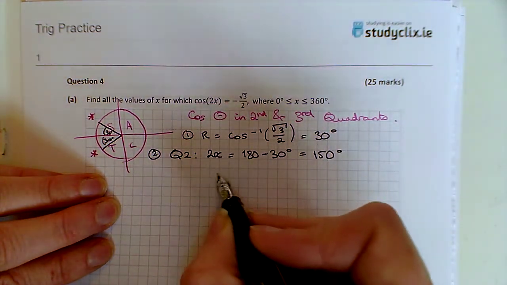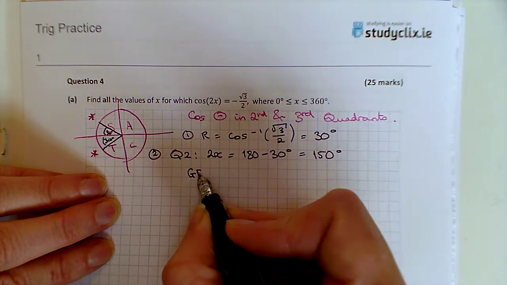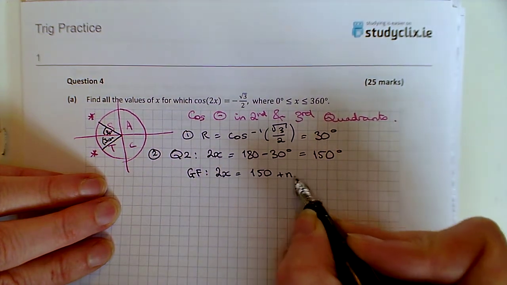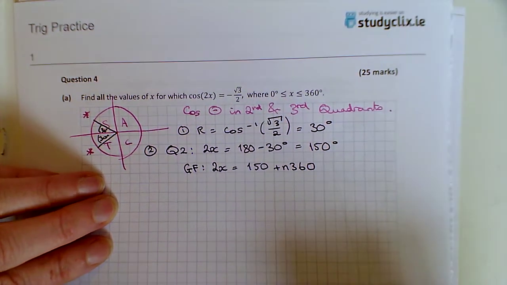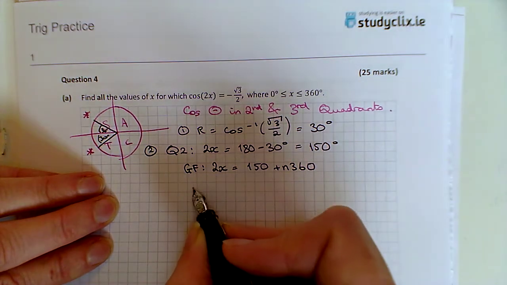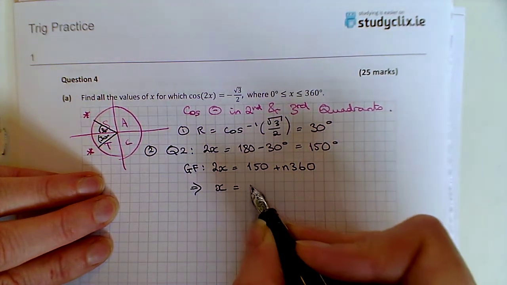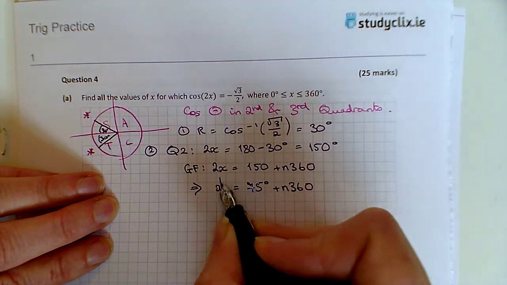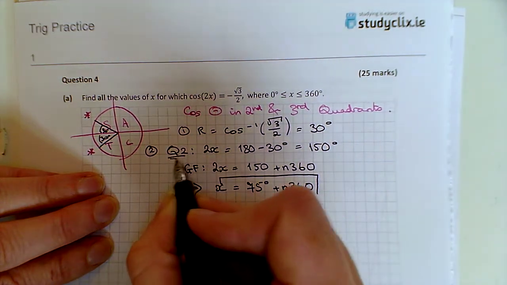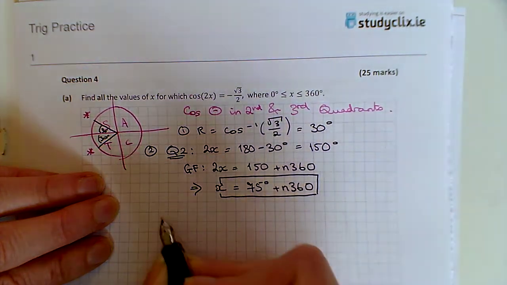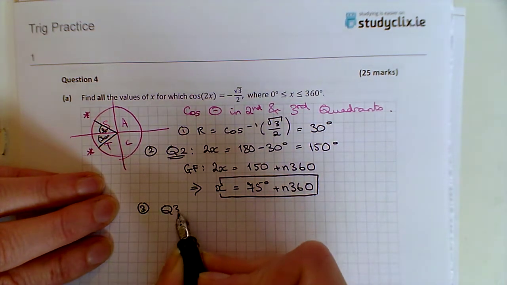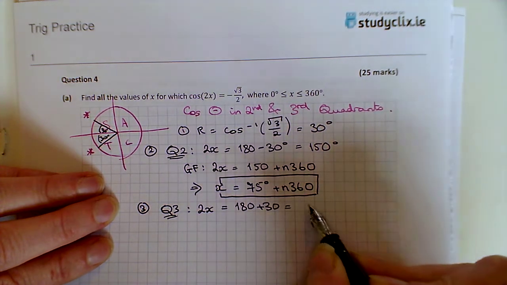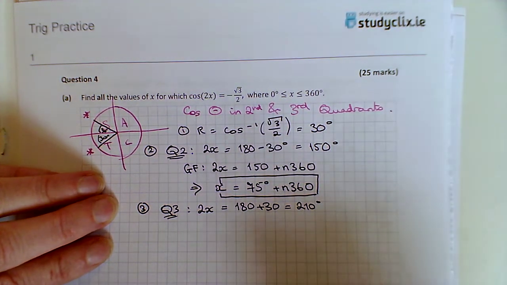And then I do my general form. So 2x is going to be 150 plus n times 360, add on any number of circles, and finally I divide by 2 to get x. So x is going to be 75 degrees plus n times 360. So that is my Q2 set of solutions. I do the same thing for Q3. 2x is going to be 180 plus 30 as well, which is 210 degrees.